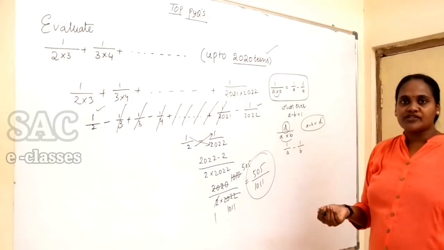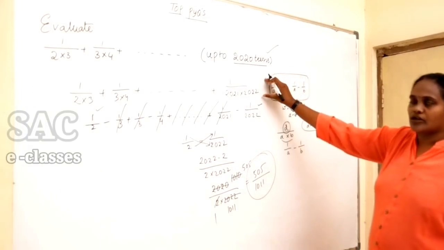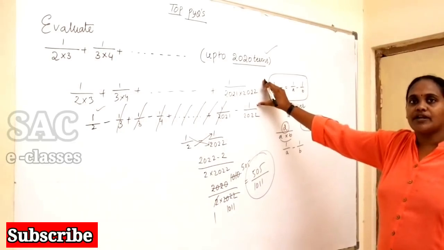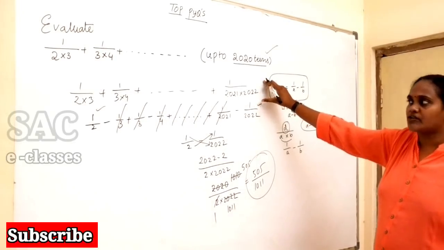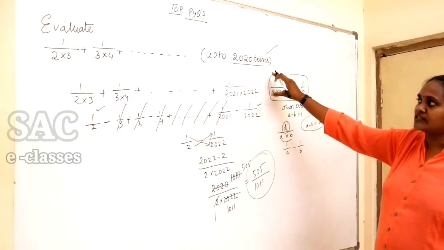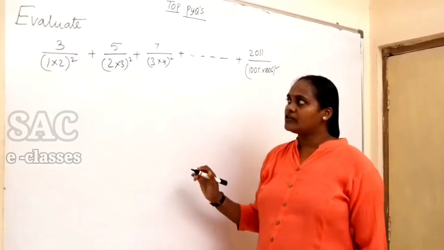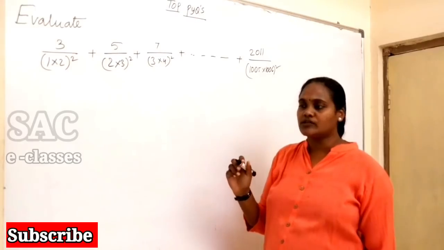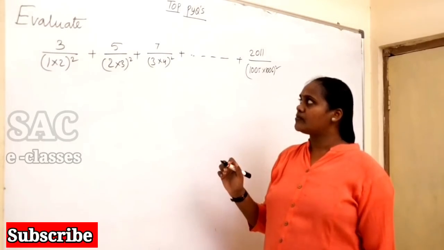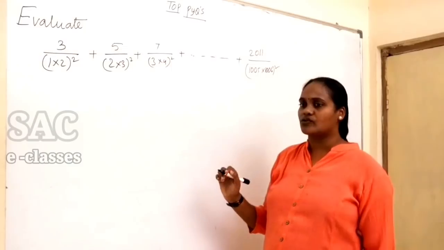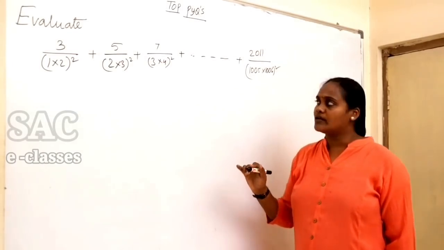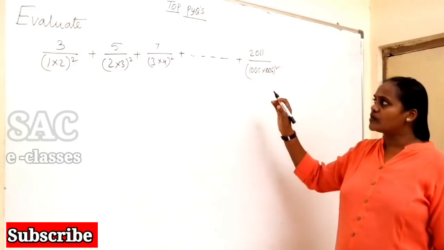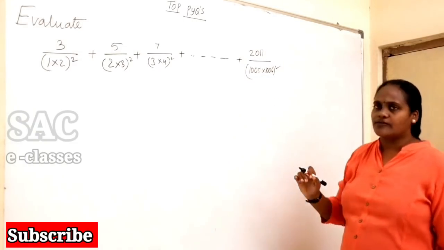Some more problems and some toughest problems are also there. Now I am discussing the toughest problem in this model. Then we will move to the PYQs relevant to the SSC CGL in this model. Evaluate 3 by 1 into 2 whole square plus 5 by 2 into 3 whole square plus 7 by 3 into 4 whole square and so on, 2011 by 1005 into 1006 whole square. In this model, this is somehow the toughest one.